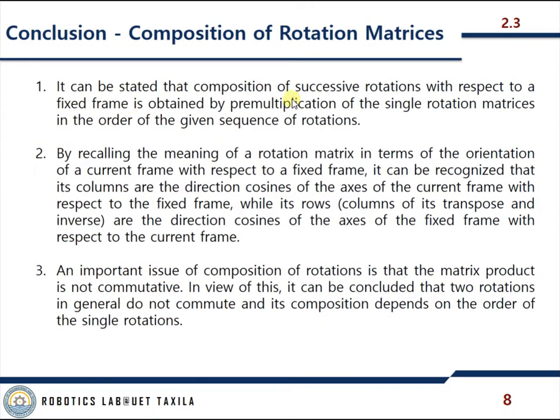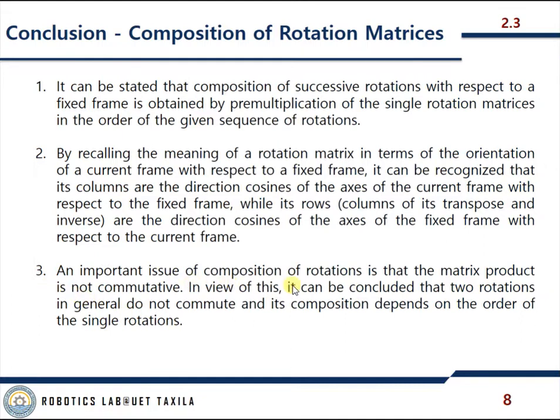So it can be stated that the composition of successive rotations with respect to a fixed frame is obtained by premultiplication of the single rotation matrices in the order of the given sequence of rotations. By recalling the meaning of a rotation matrix in terms of the orientation of a current frame with respect to a fixed frame, it can be recognized that its columns are direction cosines of the axes of the current frame with respect to the fixed frame, while the rows, or columns of its transpose and inverse, are the direction cosines of the axes of the fixed frame with respect to the current frame.